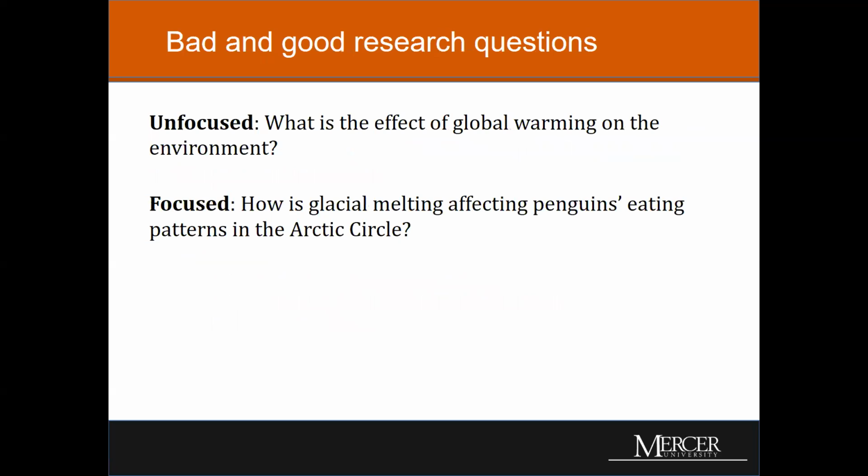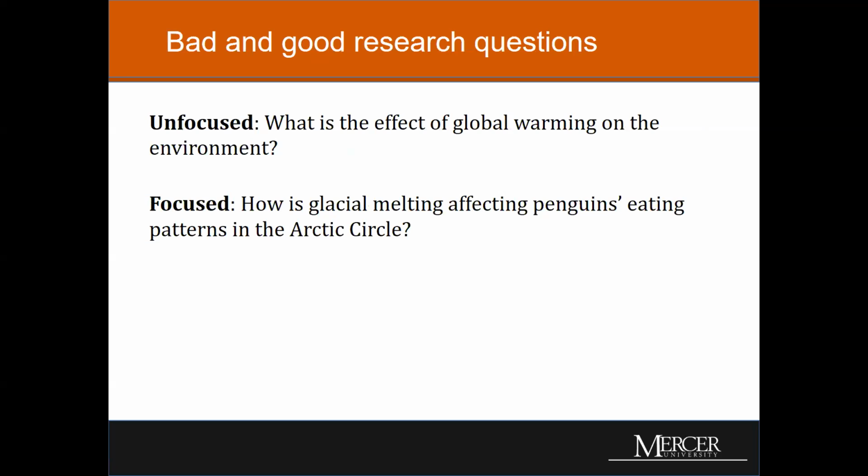So what's the difference between a focused and unfocused research question? An unfocused one, which again is bad, we want it to be specific and focused, might be, what is the effect of global warming on the environment? Well, that's not specific enough. What are you measuring? What is global warming and what effects on the environment? So we need to be more specific with the variables that we're measuring.